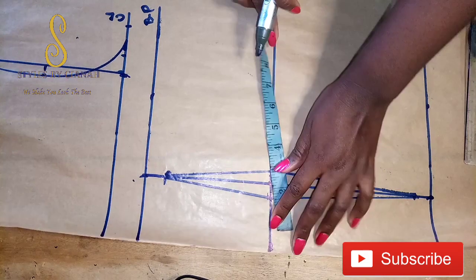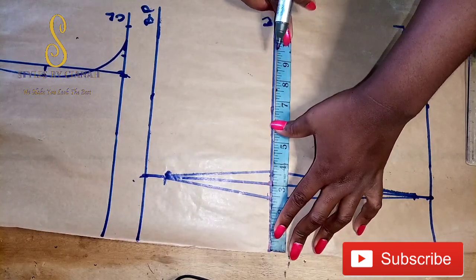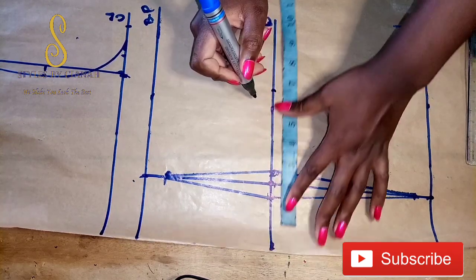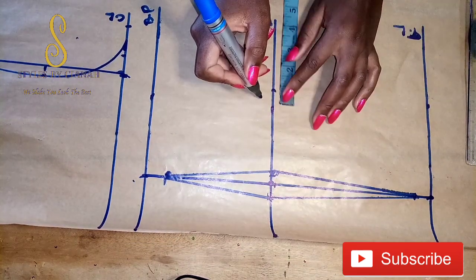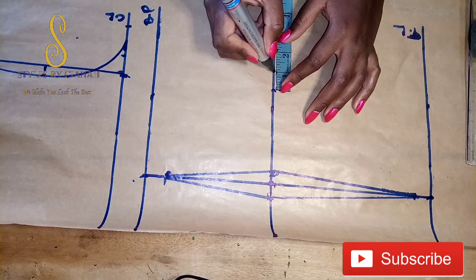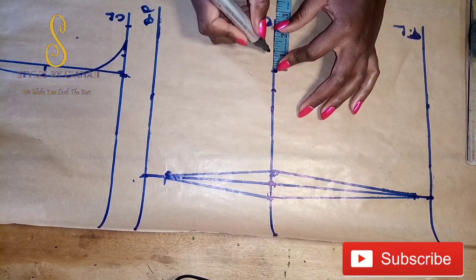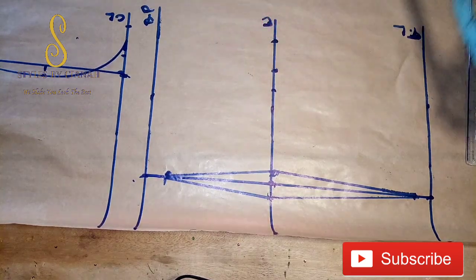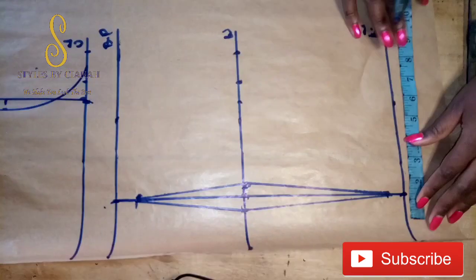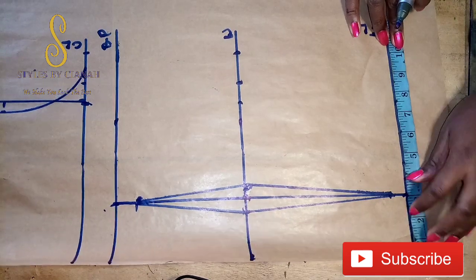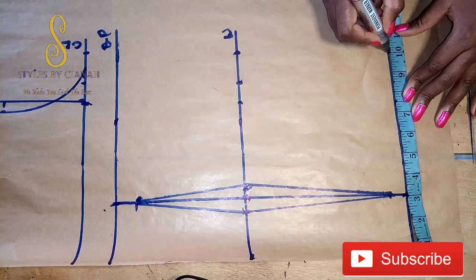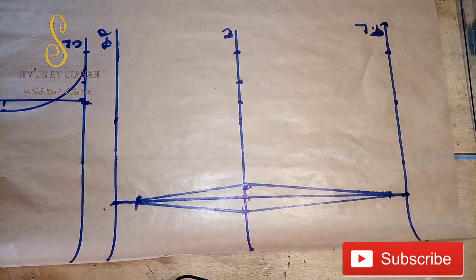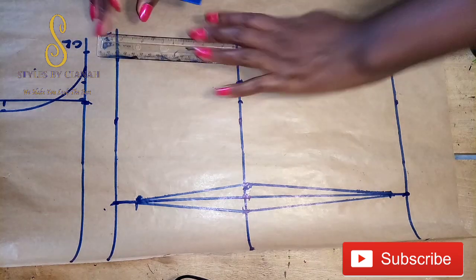So the next thing we are going to do is taking our waist measurement. Our waist measurement is 7.5 inches. Then we are going to add 1 inch that we are taking from our dart to it. Then we add the 1.5 inch seam allowance. On our top length, we are going to make use of our hip measurement, and our hip measurement is 40 inches, so we are taking in 10 inches plus 1.5 seam allowance. Then we connect this line together.